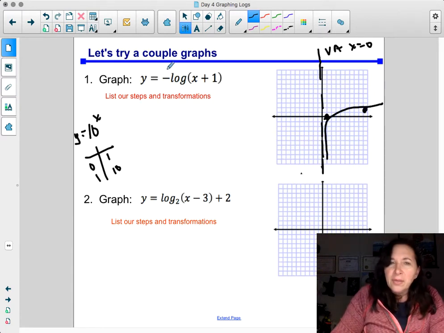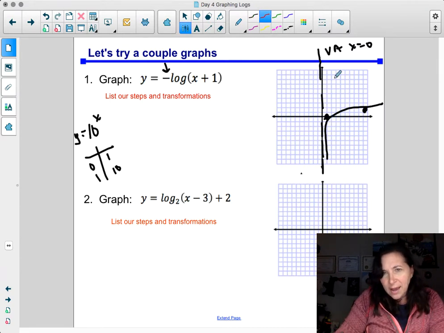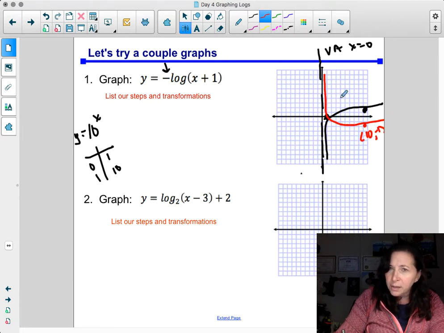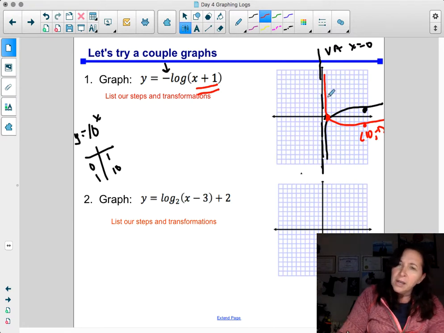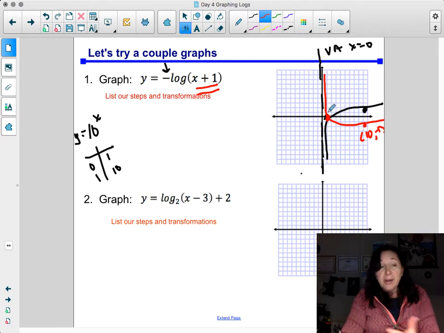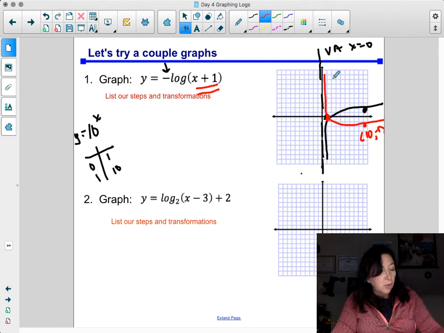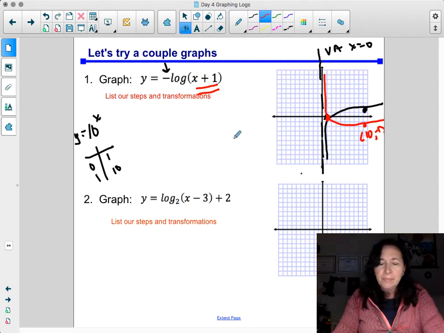Now this negative sign in front reflects it across the x-axis. So instead of it going like that, it's going to go like that. And this point here is going to be 10, negative 1. And this point is still the same. And this value here takes my graph and moves it negative 1. So that means not only is my graph moving, but so is my asymptote, because my graph just gets closer to the asymptote but can't ever touch it.